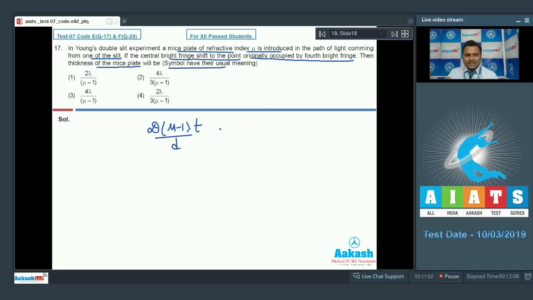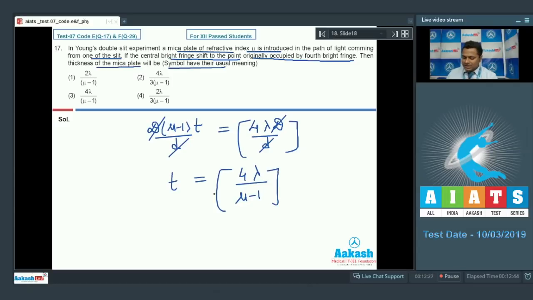And here in this case the shift is from 0 to the fourth bright fringe, means from principal maxima to the fourth bright fringe. So here the shift we can write 4 lambda D upon d. After solving, we will get the thickness T as 4 lambda divided by mu minus 1. So this will be the thickness of mica plate. And after looking at the options, we can say that option number 3 is absolutely correct. So we'll go with option number 3. Now let us proceed to the next question, that is question number 18.